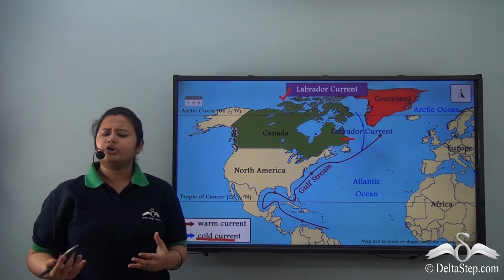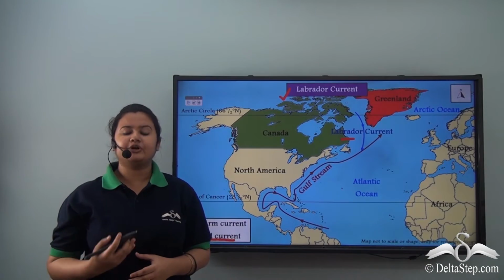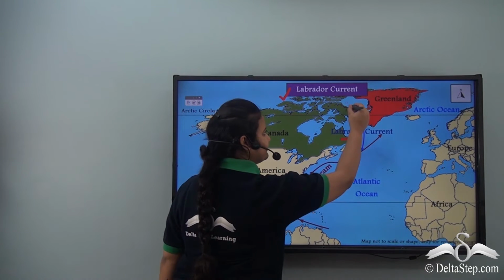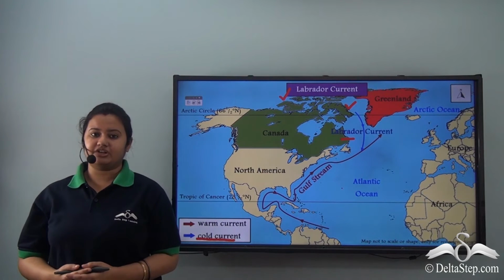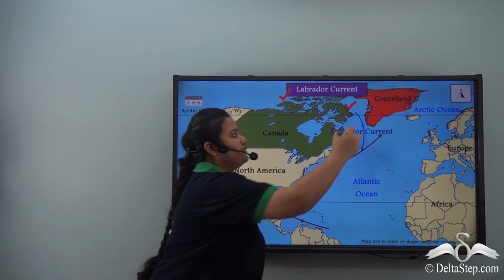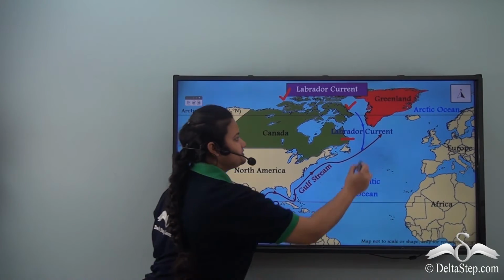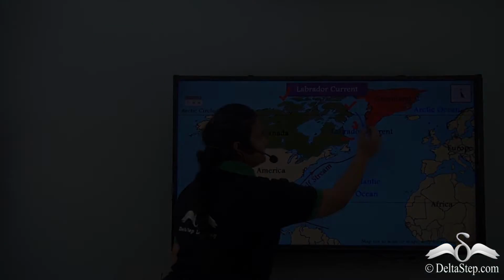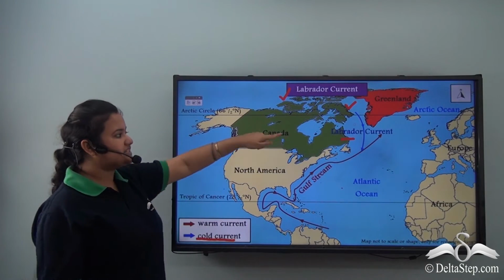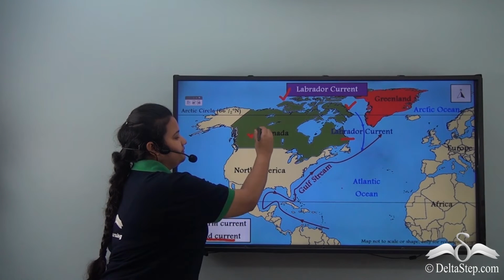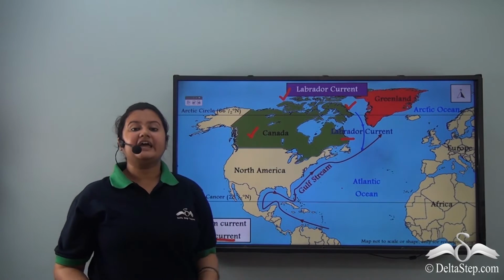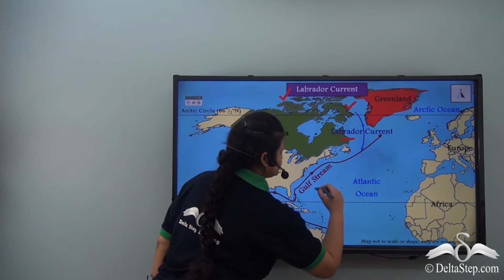Now, why is the Labrador Current a cold current? The Labrador Current is a cold current because it originates here in the Arctic Ocean, and then it flows along the western coast of Greenland and travels further southwards. Then it flows southwards and comes to the eastern coast of Canada. Here, when it comes to the eastern coast of Canada, it meets with the Gulfstream.